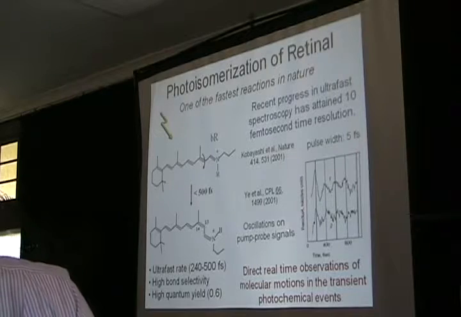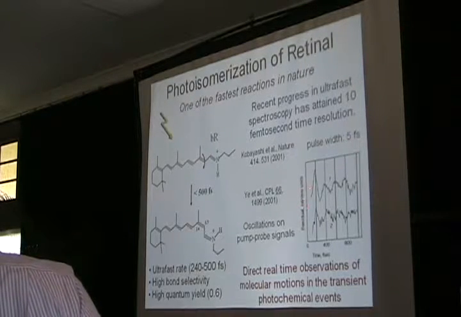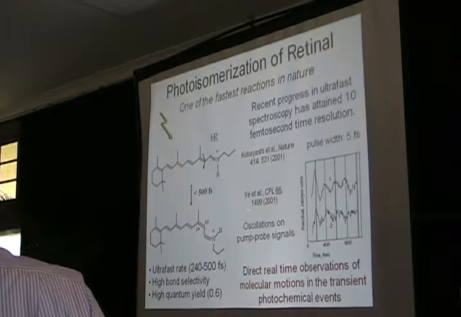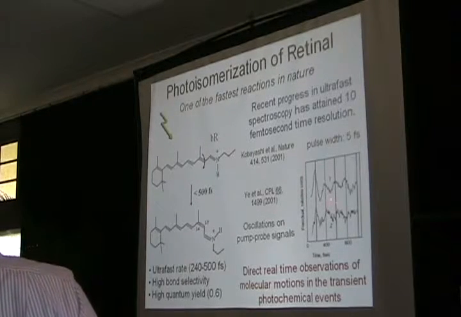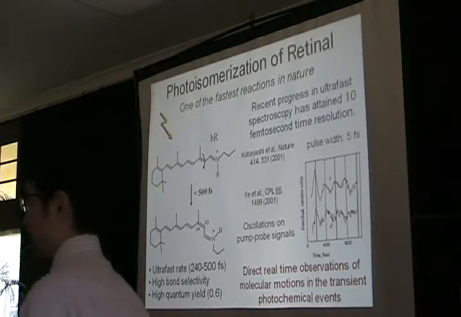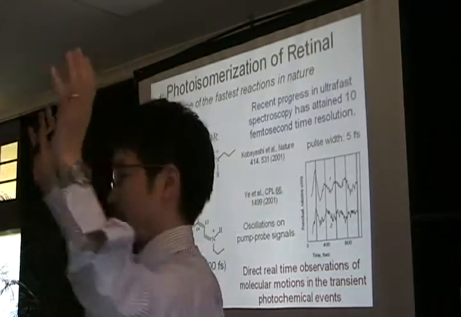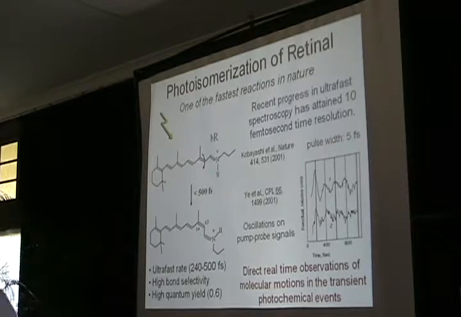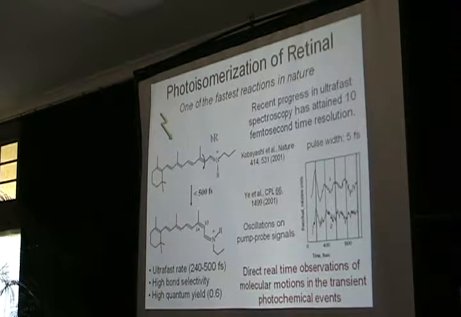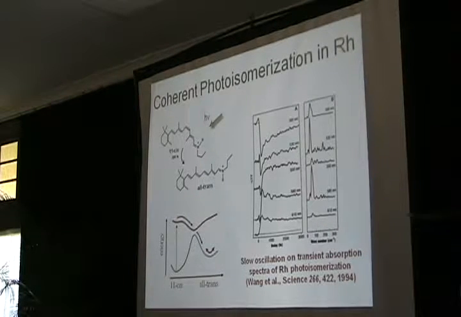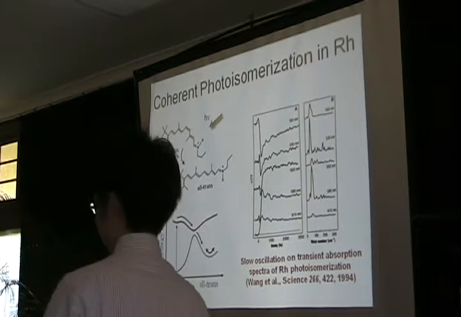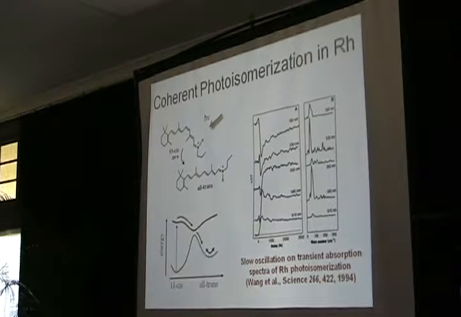For example, this is a sample of signals measured by this group, and here you can see a clear oscillation on the signals, which corresponds to the vibrational, wave packet motion. So this kind of ultra-fast spectroscopy has revealed very important phenomena for photoreception in rhodopsin, the visual receptor. In rhodopsin, photoreception completes within 200 femtoseconds.